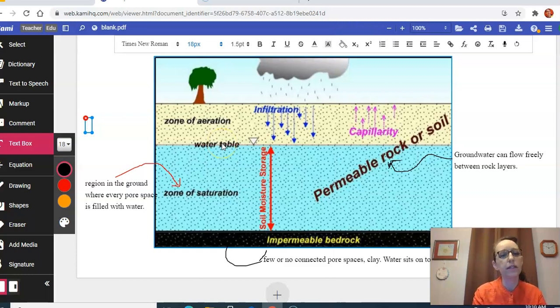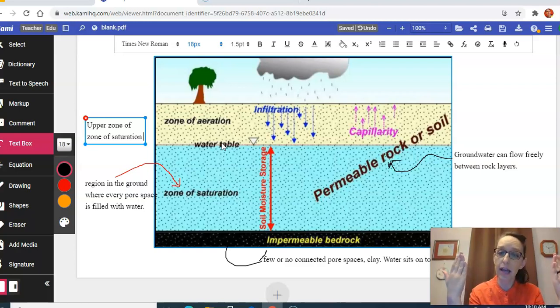And then our water table is going to be that upper zone. It's the upper section or the upper zone of saturation. And it's going to move. It's going to move up or down depending on how much rain we get. So how much water goes through the soil, that water table is going to move up and down. And so when we have our rainy season, our water table is going to be really high. And then when we have a drought, it hasn't rained in a very long time, then this water table line will move down, okay?